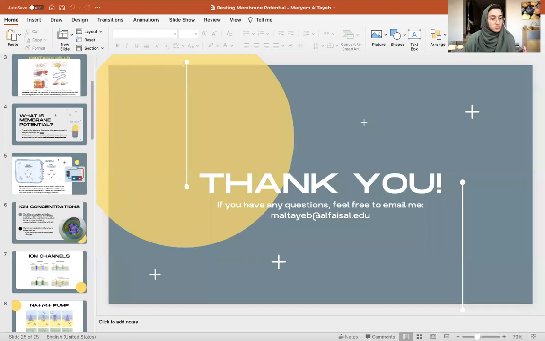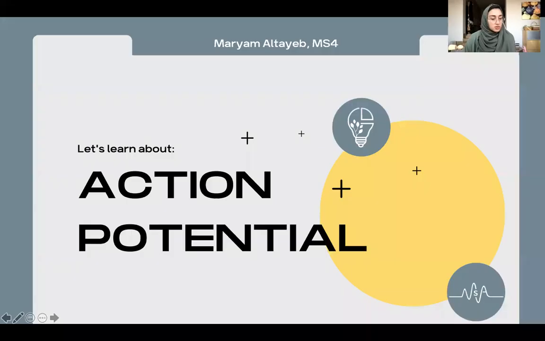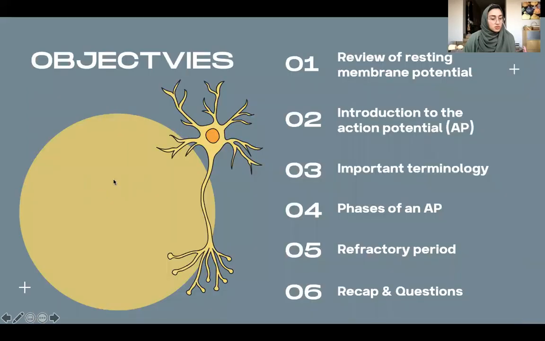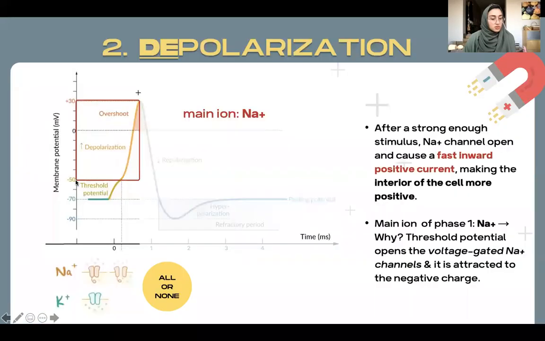Okay, so now we get to depolarization. We already talked about the action potential being all or none. So once you cross the threshold, your action potential is always going to happen. It's all or none. Either it happens or it doesn't happen. If you reach threshold, then no matter what you do, an action potential is going to happen.